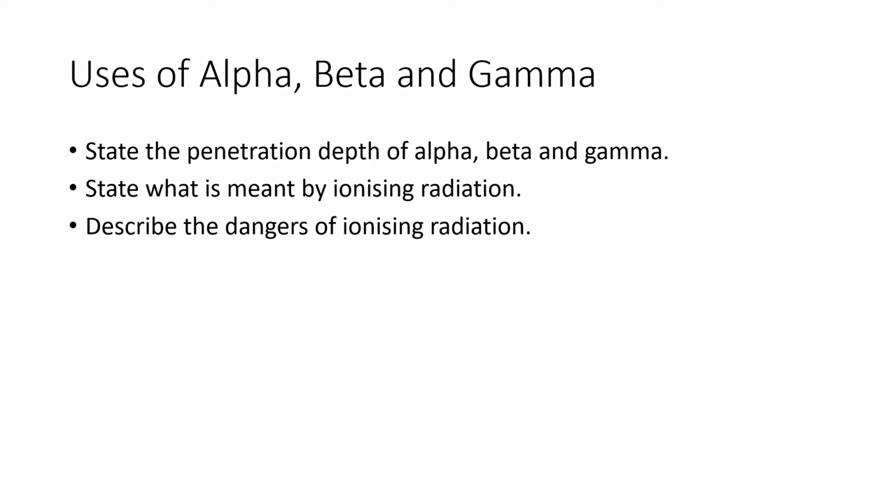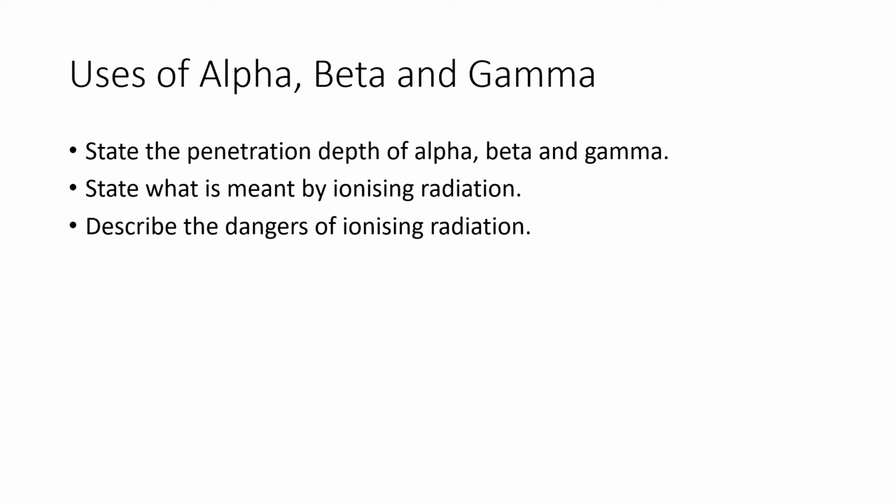And finally, gamma. Gamma has an infinite range through air. It's not stopped by the air. And it can pass through paper. It can pass through 5 millimeters of aluminium. What it can't pass through is thick lead. So say 5 centimeter thick lead shielding, or a couple of foot thick of concrete.